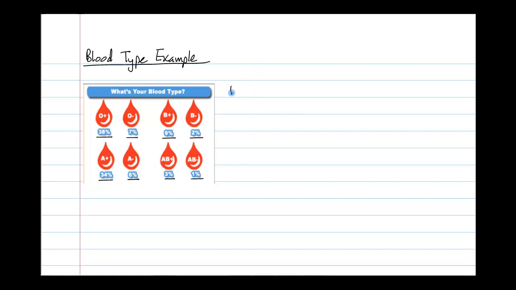So let's go ahead and look at our first example. What's the probability that a randomly selected person is O positive? Well, that looks like it's 38% or 0.38. We usually write things in terms of a decimal. I could also look at another one.